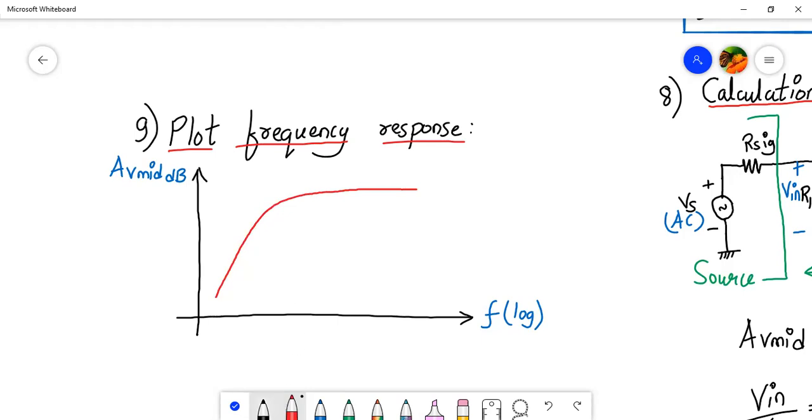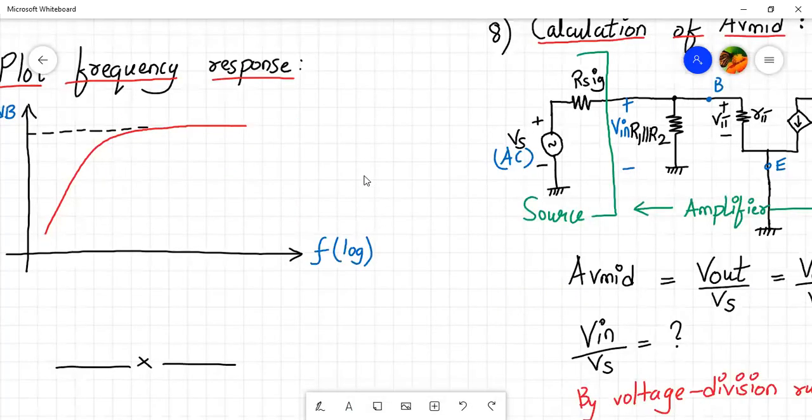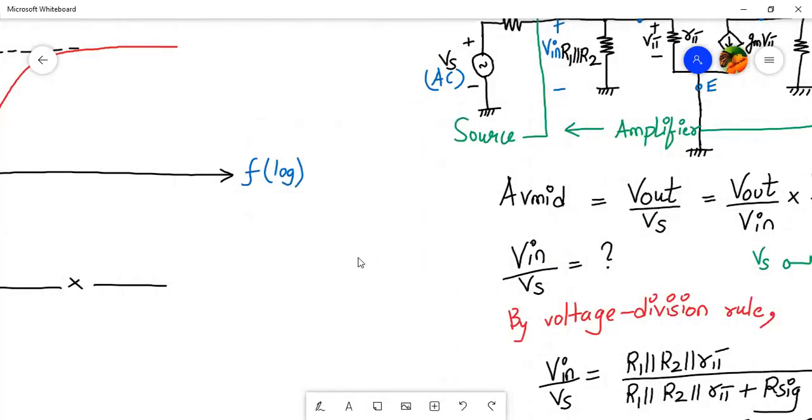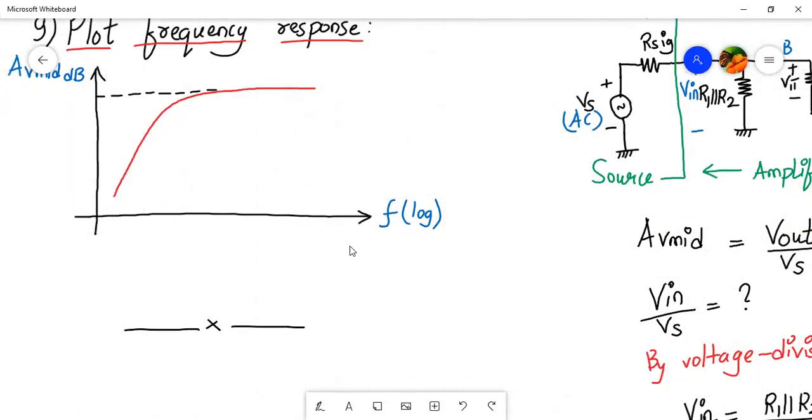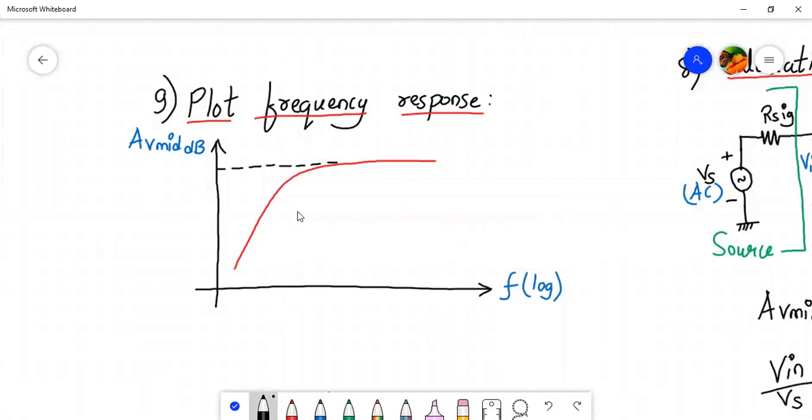Okay, and the maximum value over here, how much is the maximum value? Let's calculate. Let me mark it first. We have taken it slightly up. This is the maximum value. So this maximum value is my voltage gain AV mid, right? And how much is that? That voltage gain is 33.9 dB. So let me write that value. This value over here is 33.9 dB.